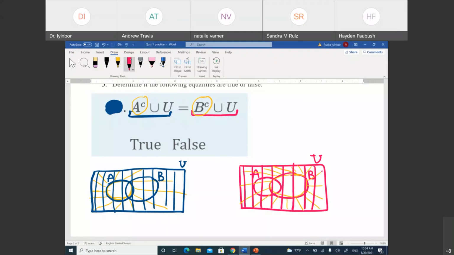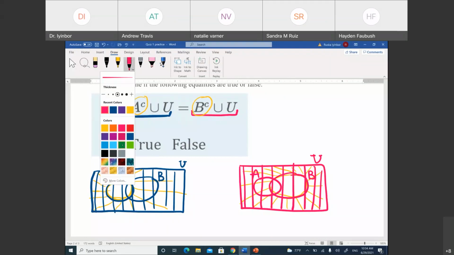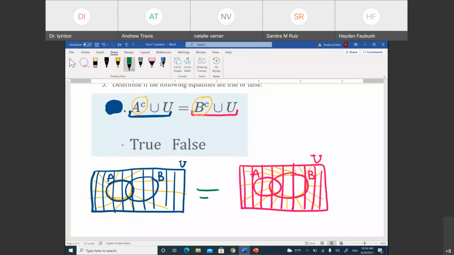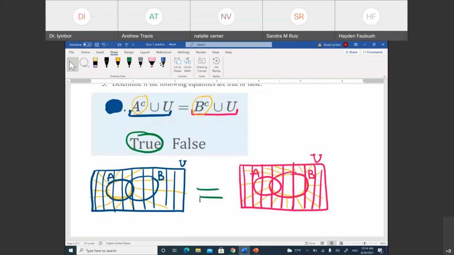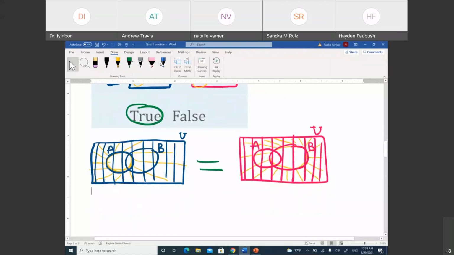So are they the same shaded area? Yes, they're equal, right? So the statement is true. So the answer is true. I'm just going to put it like this. So that's my answer, true. Okay? Any questions?